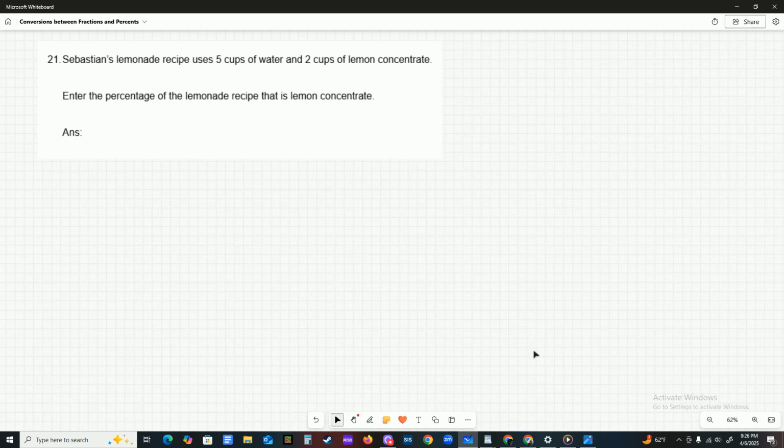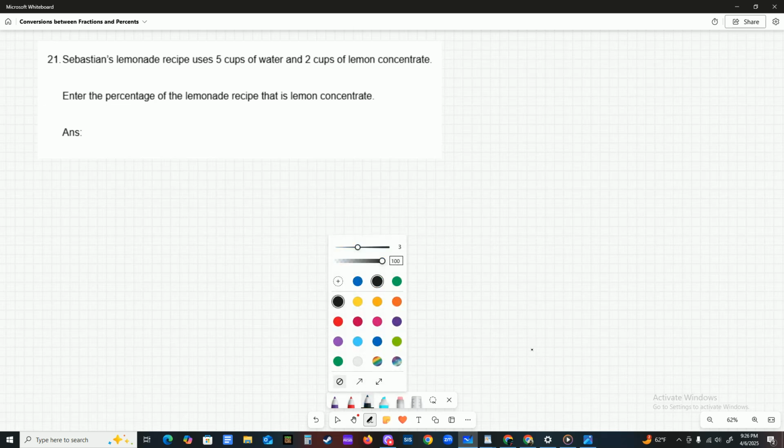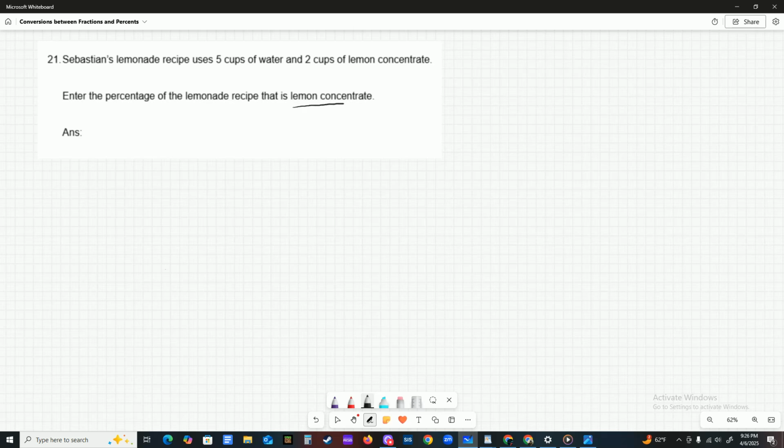All right, everybody, we got this problem right here. Sebastian's lemonade recipe uses 5 cups of water and 2 cups of lemon concentrate. Enter the percentage of the lemonade recipe that is lemon concentrate. So how much of the recipe is lemon concentrate?